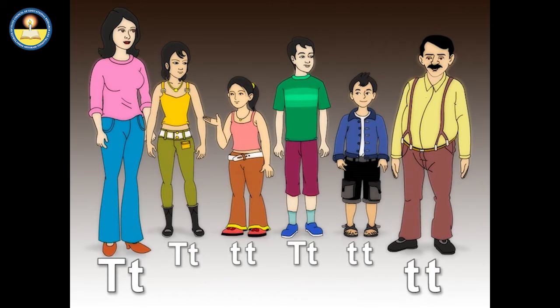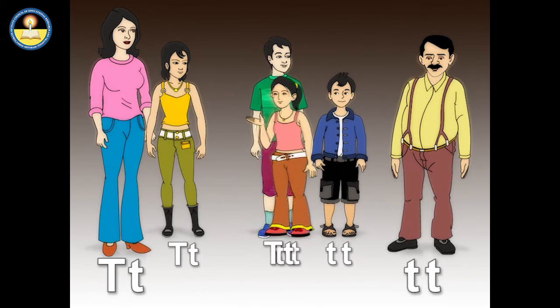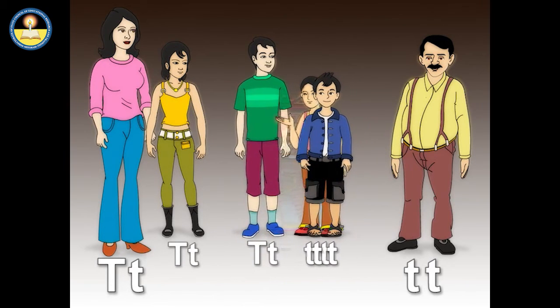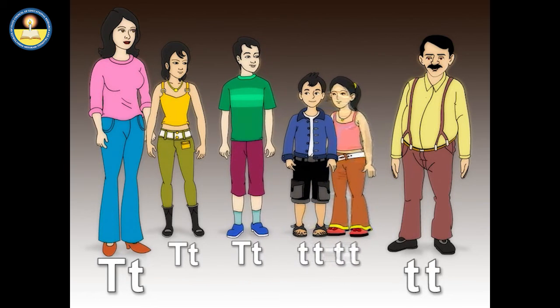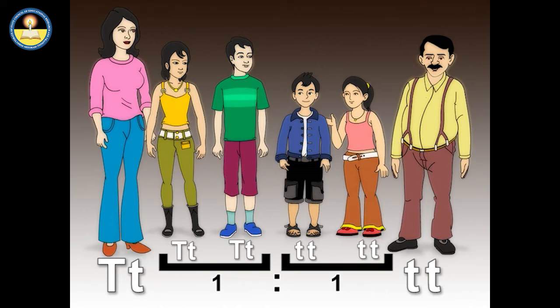Half of their offspring will therefore be pure short, and half will be tall hybrids, and no one will be homozygous for tallness. This means that the parents have a 2/4 or 50% chance of having tall children and a 2/4 or 50% chance of having short children. This is a 1:1 ratio.